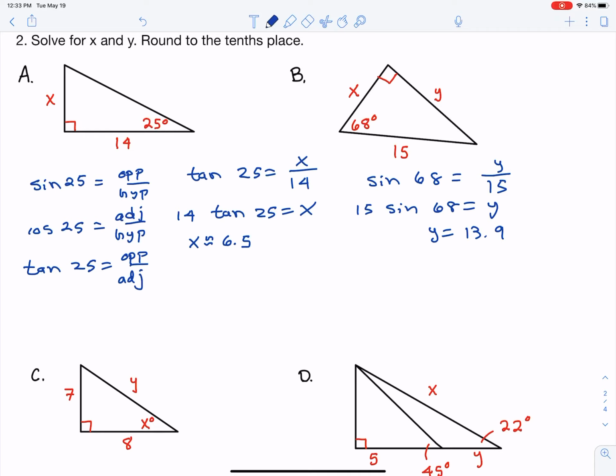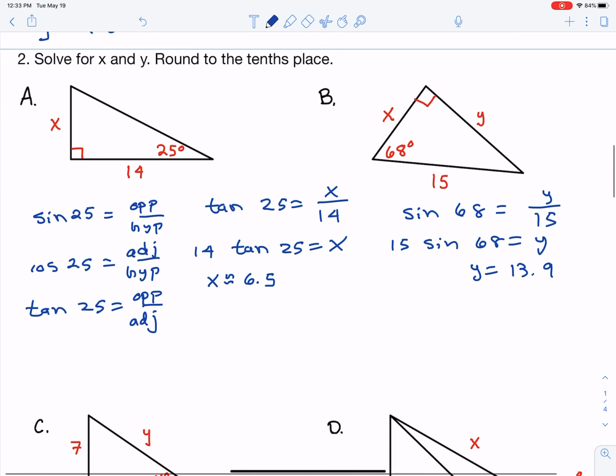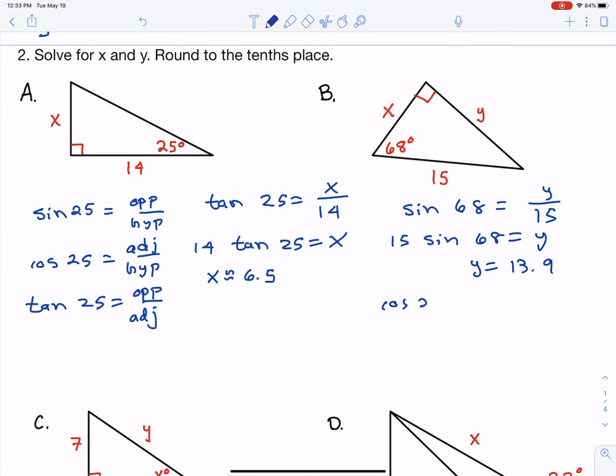So x in this case is going to involve the adjacent side and the hypotenuse. So that is cosine. So I'm going to say the cosine of 25 equals the adjacent over the hypotenuse. So 15 cosine of 25 equals x. 15 times the cosine of 25, so x is approximately equal to 13.6. By the way, these should have been approximate signs. Not a big deal, but let's be precise.